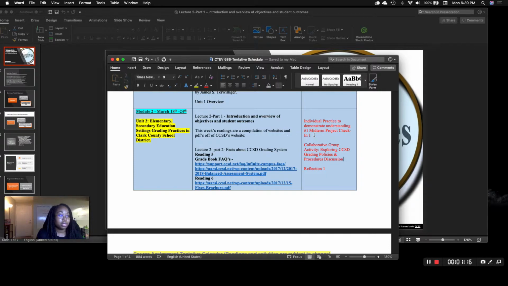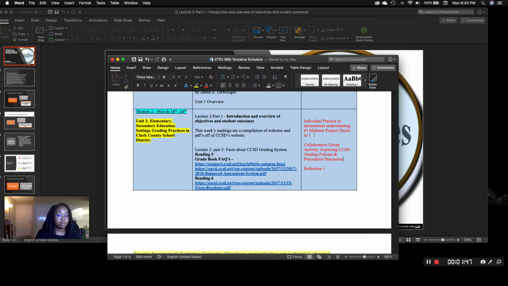Number 2, there is an individual practice to demonstrate understanding, and that is your midterm check-in, which is very important. So make sure you read all of the rubric requirements and also take some time to go over each of the initial steps. You only have to do step 1 and 2, but there is a level of detail that is required. So please make sure you pay attention to that.